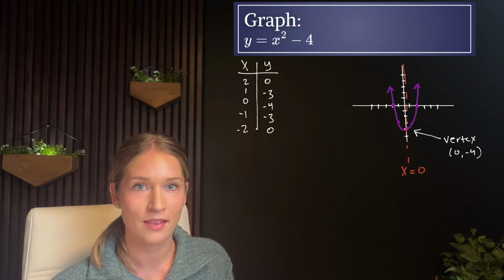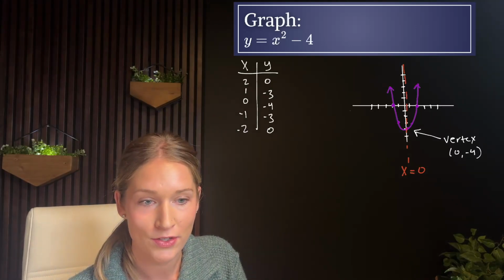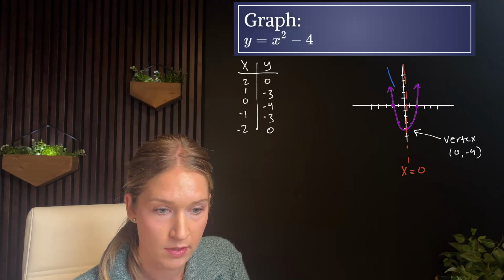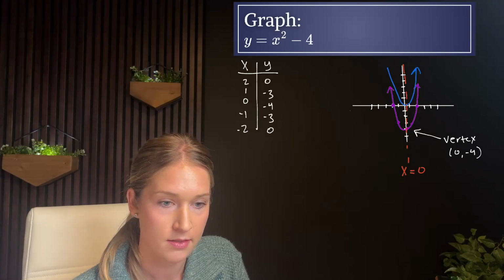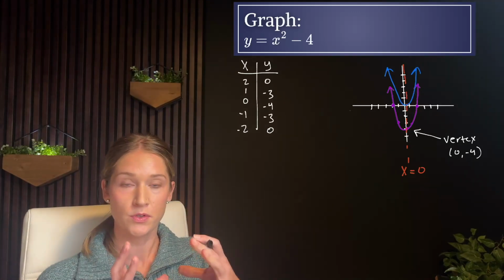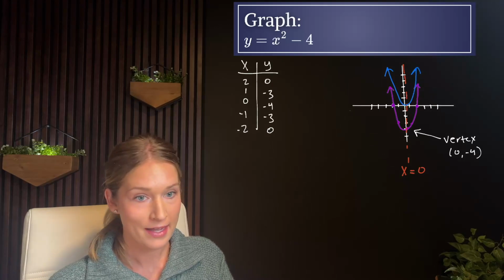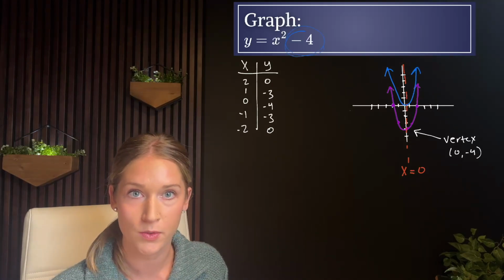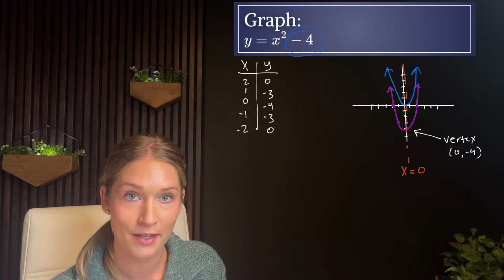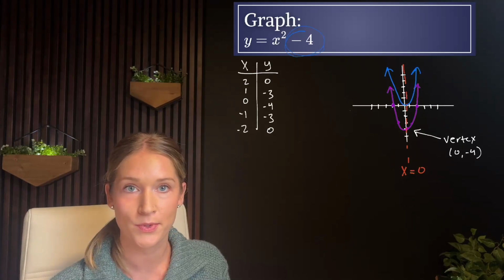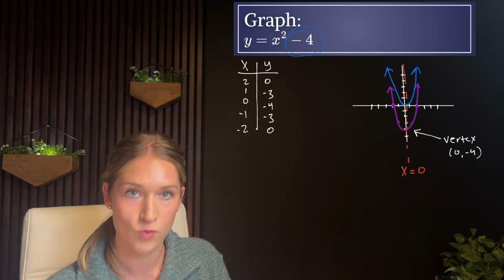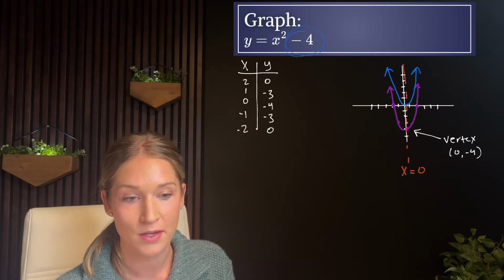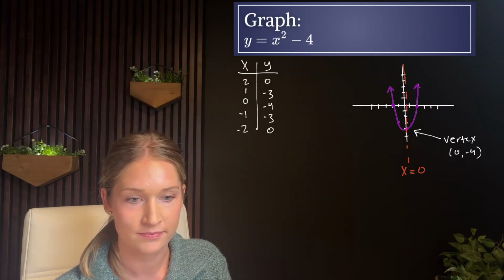You'll notice that the last few that we did started at the origin. So they looked more like this, but this one was moved down 4. And that comes from the -4 that we have at the end of our equation. So the x squared is the parabola, and then that -4 afterwards says take your parabola and then drop it down 4 units. And that's how we got to our purple graph. Let's do one more.